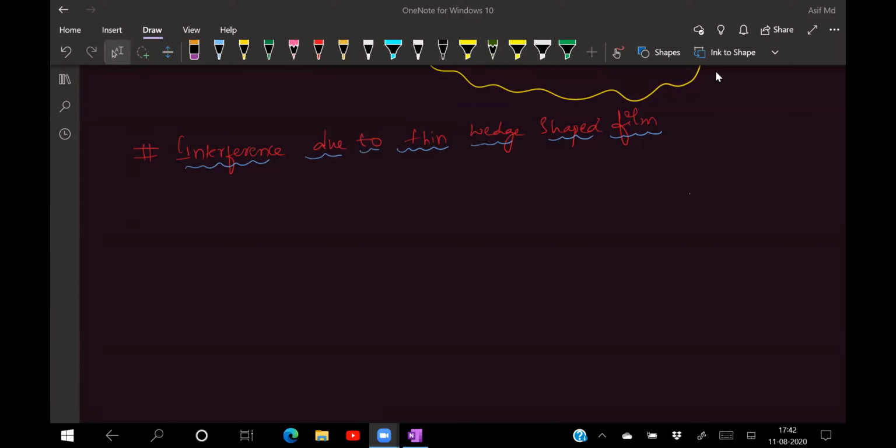Interference due to a thin wedge-shaped film. That means here the film is not only thin, but it also has a certain shape, something like this. This one is your wedge shape. A small angle is made here. This angle is very small, like 5 degrees, 2 degrees, something like this.